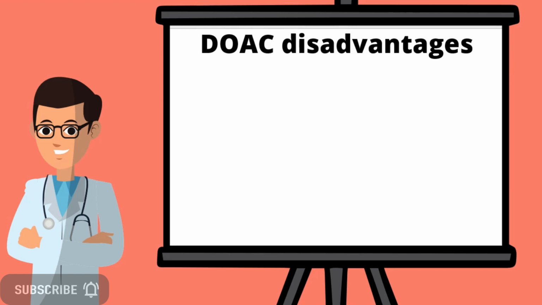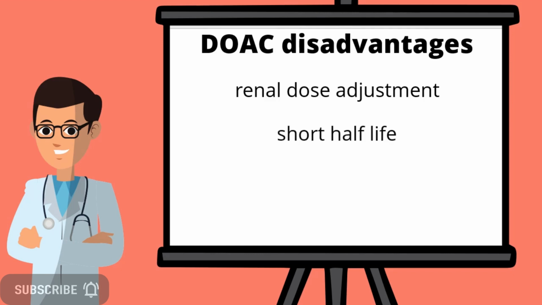Now, the disadvantages of DOACs, where warfarin is considered. Obviously, you have to adjust the dose of the DOAC according to the estimated GFR. When it's below a certain threshold, then you can't really give it. It has got a short half-life, so the patient should not be missing out on any doses. Otherwise, there is a risk of recurrence of thromboembolism.